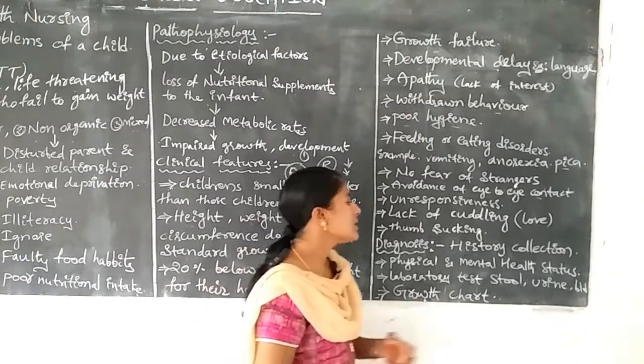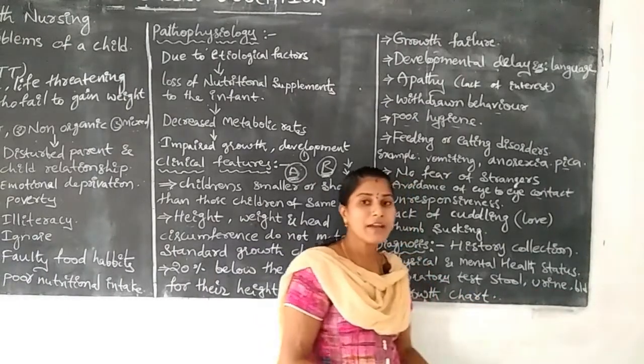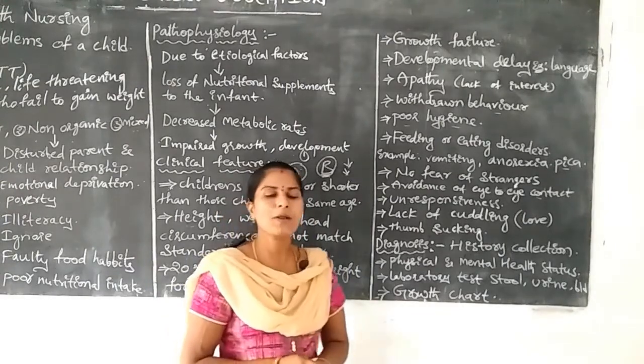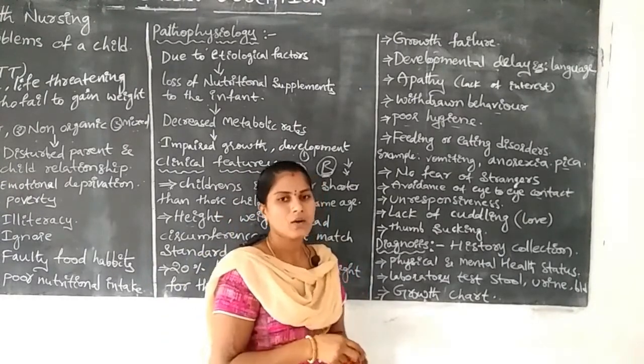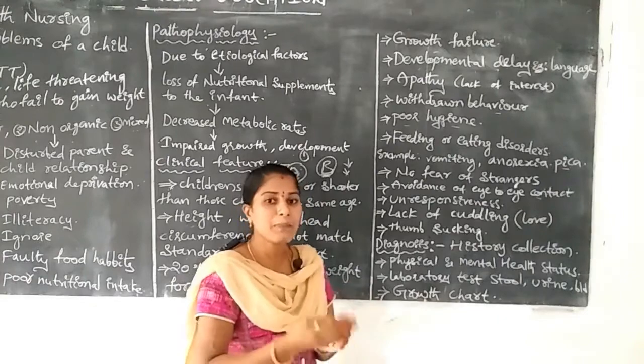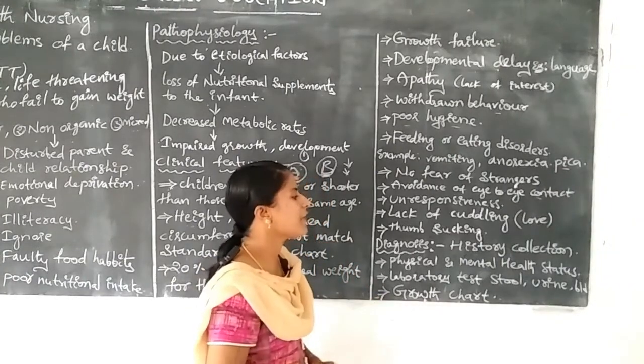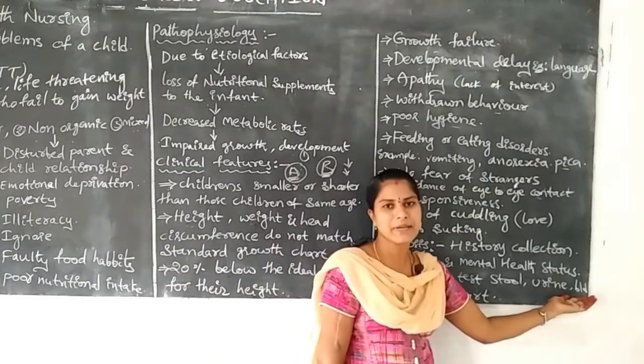Okay, next blood examination. What we identify by doing blood investigations means one problem is there, no insulin. Okay, due to the lack of insulin, the blood glucose level will be increased. That will be identified by doing the blood examination.